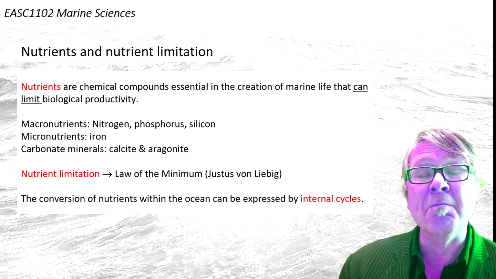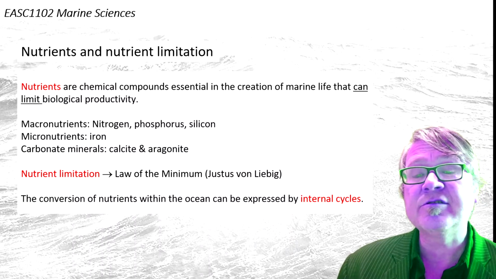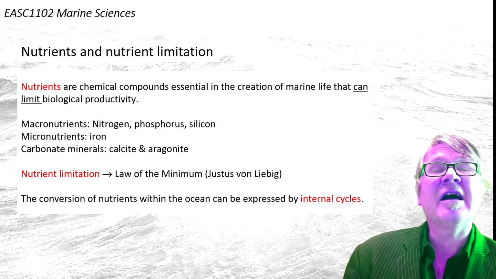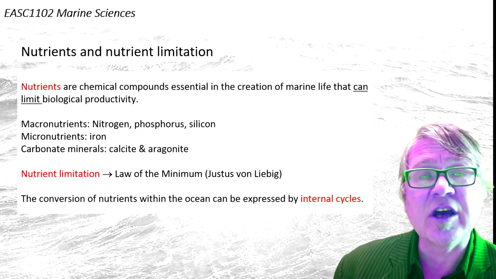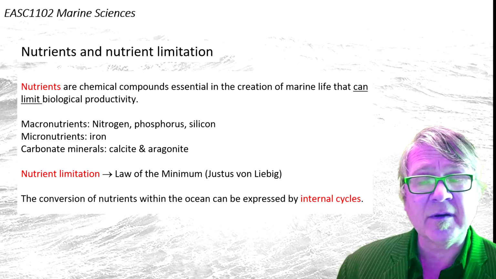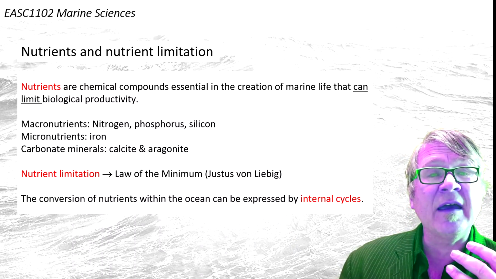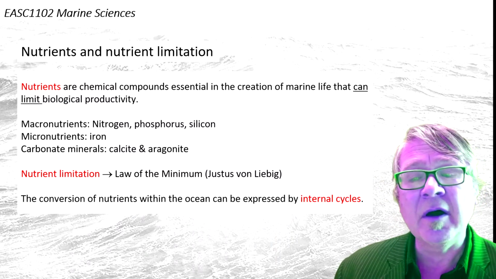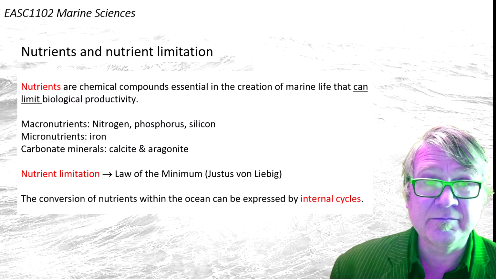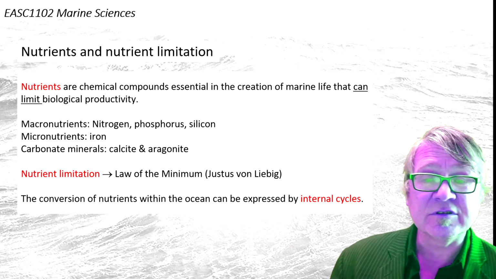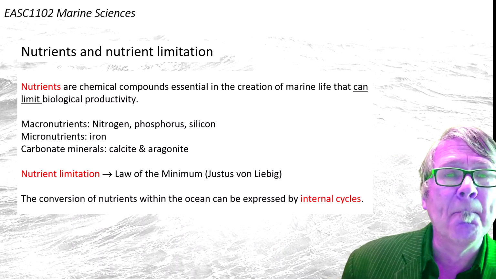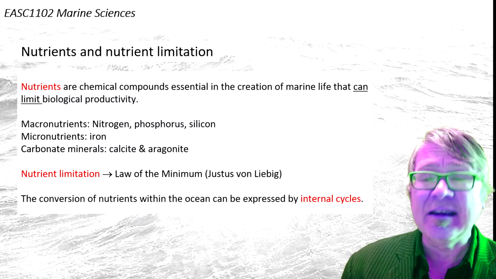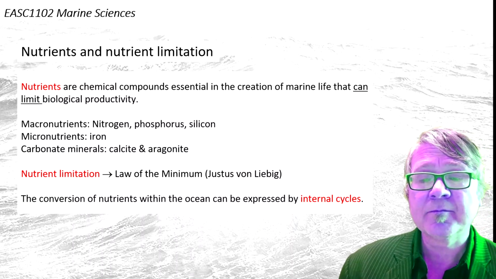And we have so-called macronutrients, which are nitrogen, phosphorus, and silicon, where you need larger concentrations, larger amounts. And then we have a group called micronutrients, and there you only need a tiny amount. Iron is the most important one. You need just a tiny amount, but if there's not enough iron, again, there is a limitation in nutrients.